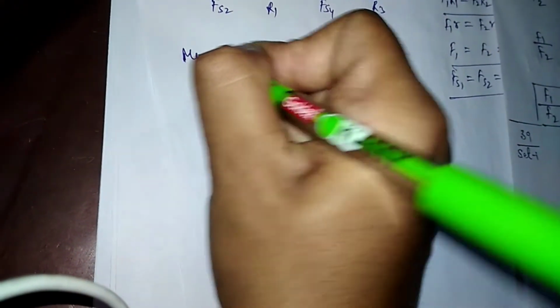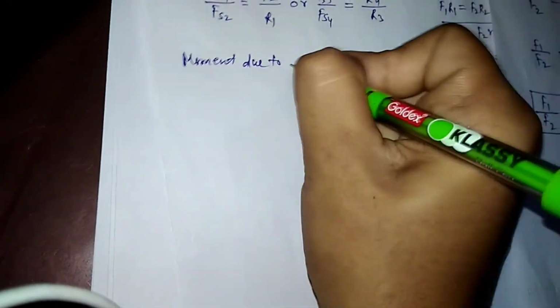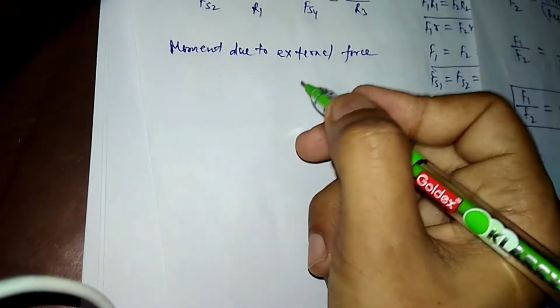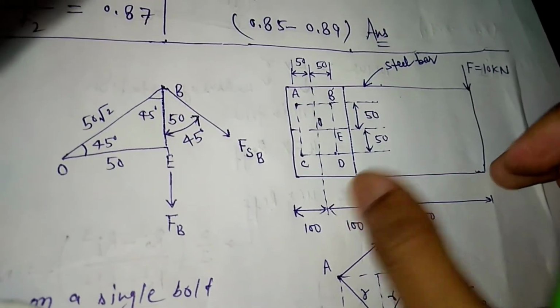So moment due to external force F, which is equal to 10 kilonewton. So what will be the moment due to this external force? Moment will be equal to force into perpendicular distance.